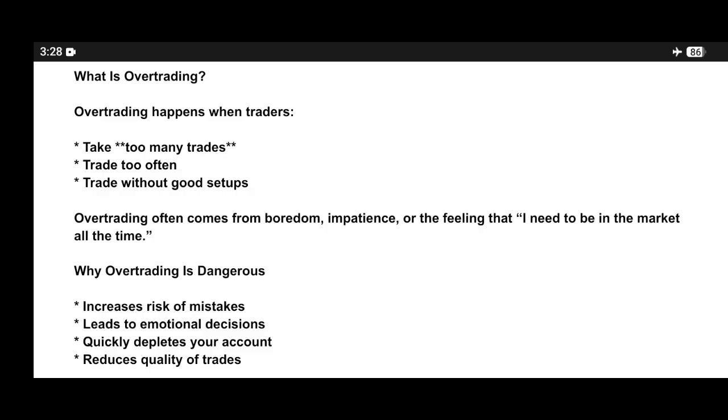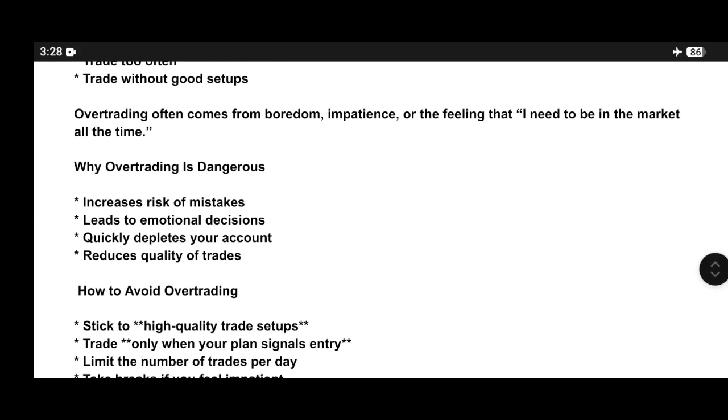Why is overtrading dangerous? Number one, it increases the risk of mistakes. Number two, it leads to emotional decisions. Number three, it quickly depletes your account. Number four, it reduces the quality of trades. So how do you avoid overtrading?